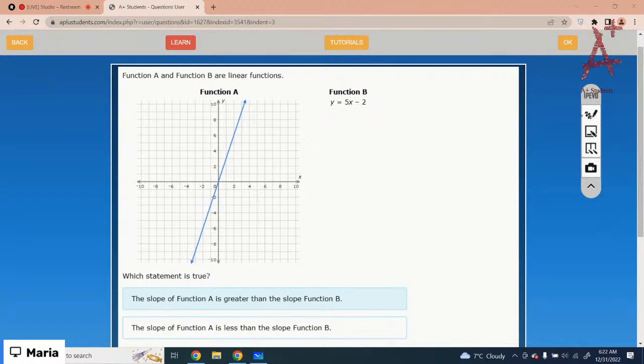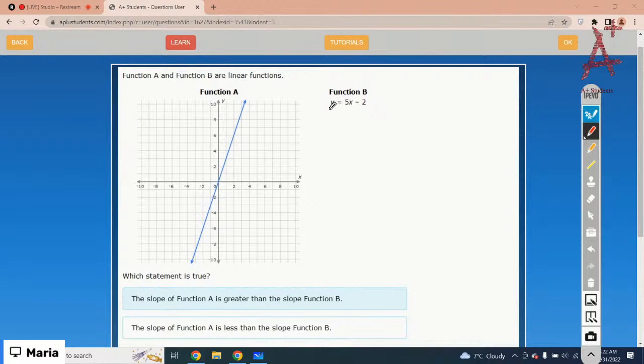Function A has a slope. What is the slope of function A? For this one, slope is 6. And for function B, slope is 5. You can find the slope using these 2 points, this one and this one. It would be 6. Got it?